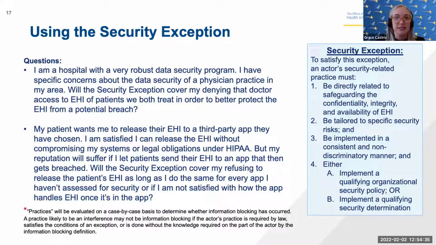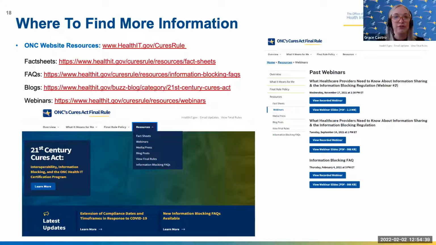So with that, next slide, please. Where you can find more information: we are constantly updating and trying very hard to get you as many resources as possible. We have a really great and ever-growing collection of educational resources. Of course, you can always visit our website, www.healthit.gov/cures rule. There you will find fact sheets, FAQs, blogs, and webinars. On the screen, you can see some screenshots of what our website looks like. If you want to receive more information, I really encourage you to check out these links. We are constantly trying to bring you more as much as we can, so please check those out if you have time.